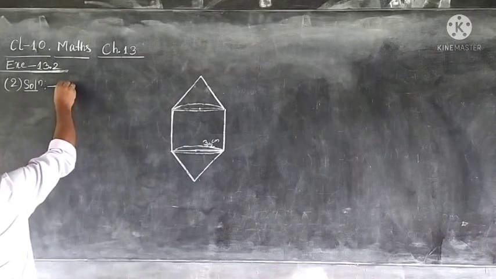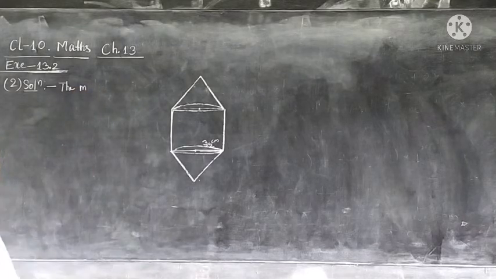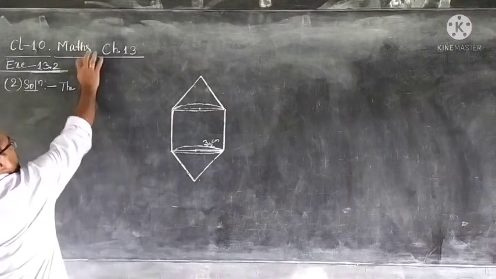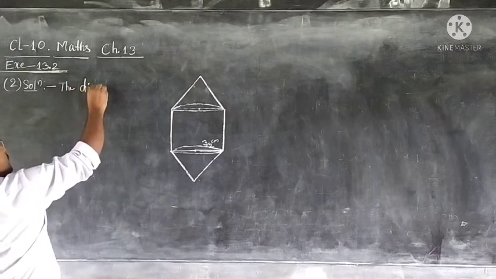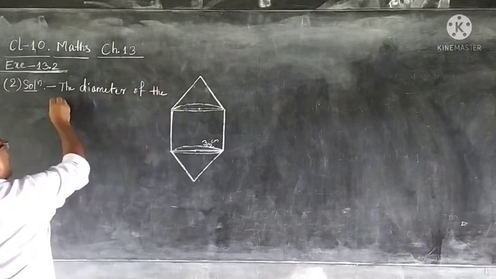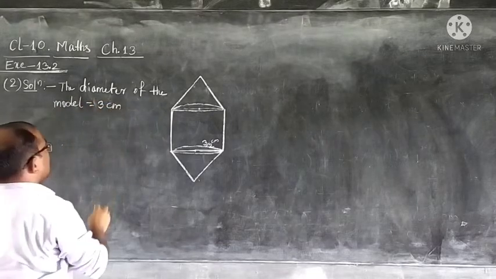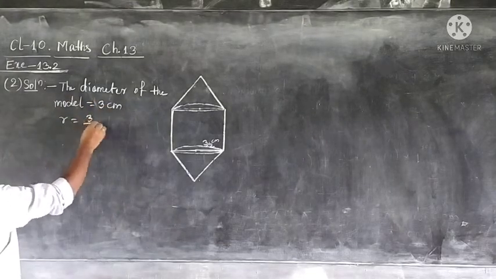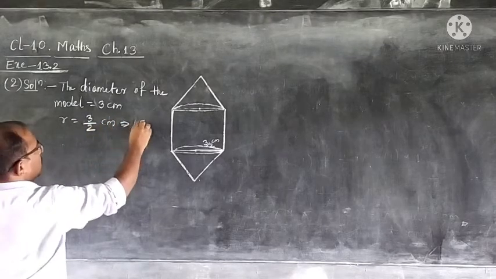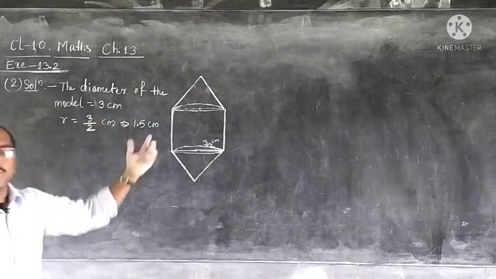So, for what is that? The model, the diameter of the model is 3 centimeter. So, radius will be what? 3 by 2. You can continue with 3 by 2 or we can write it in decimal, both are same only, 1.5. It is up to us, what do we like to use, 3 by 2 or 1.5.